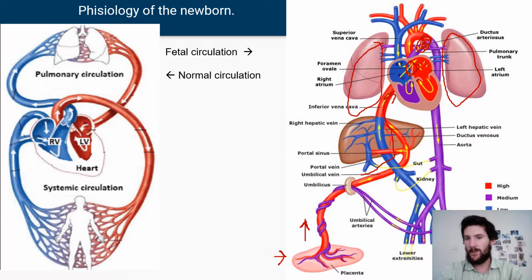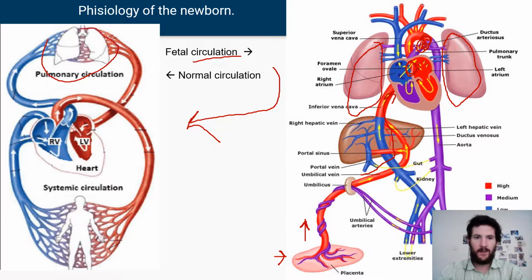That is very important, and that explains why we need to give positive pressure ventilation when the baby is not breathing, because that expands the lungs and makes the fetal circulation change and transform into a systemic circulation. The systemic circulation is the circulation that all of us have, and it's a circuit from the heart to the lungs.